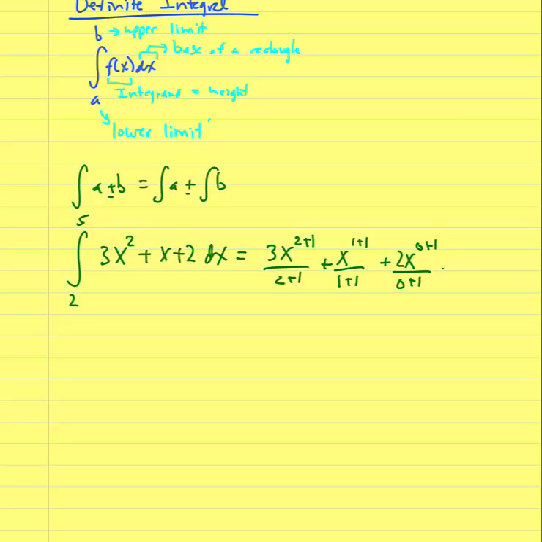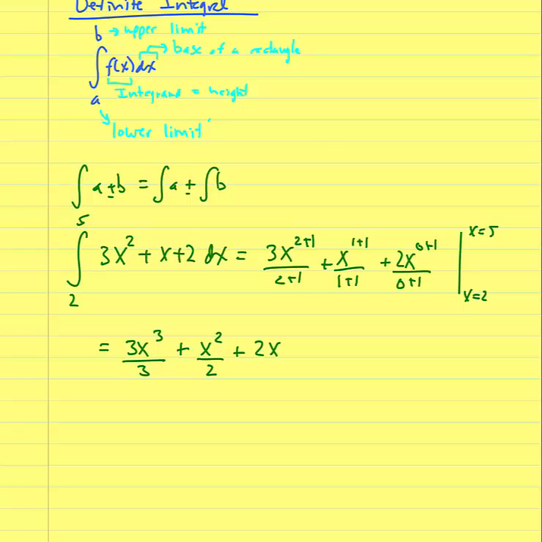Now usually I have a plus c here to say, okay, this represents an entire family of solutions. But because I have a definite integral, I'm evaluating this at a particular point. So I don't really need to worry about that plus c. I no longer have an entire family of integrals. And I'm going to evaluate this from x equal 2 to x equal 5. So this is that notation I use. I need to simplify this. So I have 3x cubed over 3 plus x squared over 2 plus 2x over 1, or just 2x.